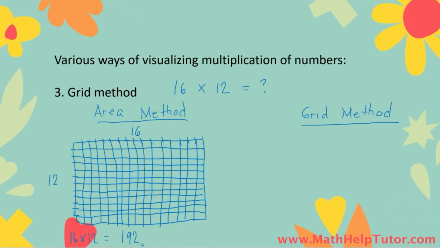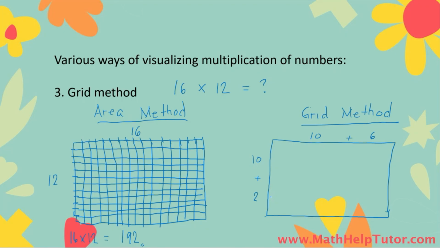To use the grid method, we just draw a rectangle that's similar to what we did in the area method. So let me just draw a rectangle here that's close to what we did in the area method. This rectangle also has a length of 16 squares and a height of 12 squares. Now instead of drawing all the squares inside this rectangle, we are going to draw regions using the place values of the numbers that we're multiplying. So we convert these numbers into their expanded form. 16 becomes 10 plus 6, and 12 becomes 10 plus 2.